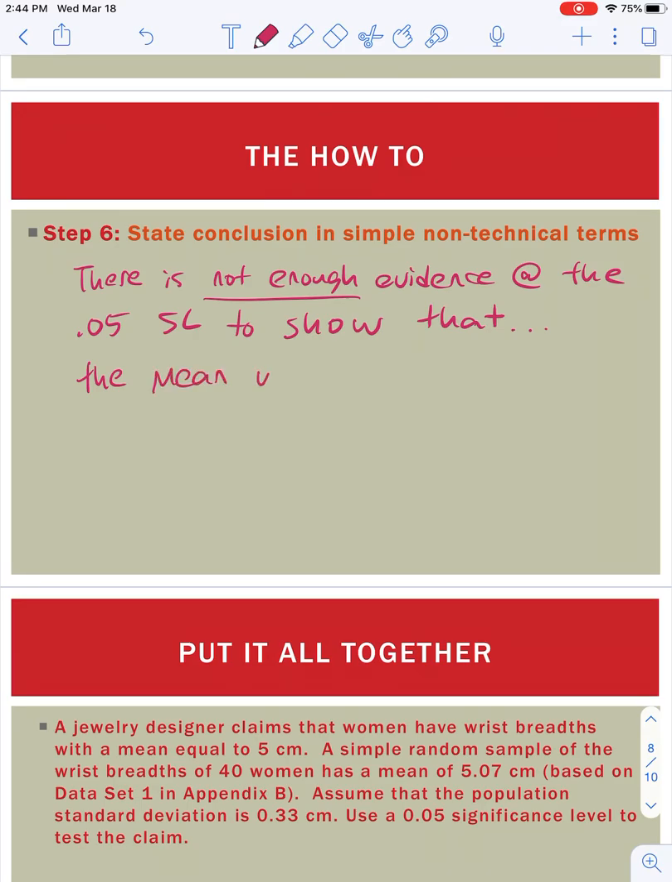mean weight of men is greater than 166.3. So what we've done in this process, if we reject, is we get to say the alternative is true. If we fail to reject, then we don't have enough evidence to say the alternative is true. We never confirm or deny the null. We always say we reject it or fail to reject it, and then we talk about the alternative when we put it into words.